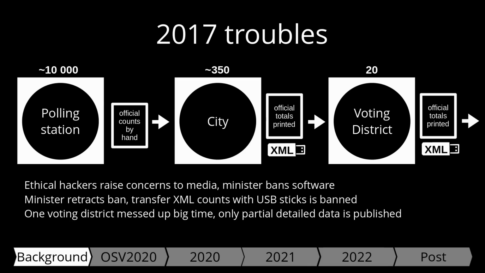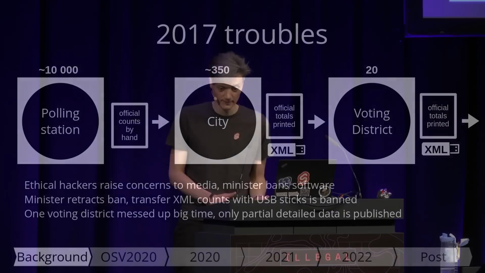So yeah, they went to the media, and there were parliamentary questions, and the minister banned the software for the elections, a few weeks before the elections. But then the election council was like, but we cannot really do elections without software. So the minister retracts the ban, but bans the XML transfer on the USB sticks. And one voting district messed up big time. They missed like 10,000 votes, or 9,000 votes to be more precise, because they only partially entered data. They did it only one time and didn't do the extra checks.